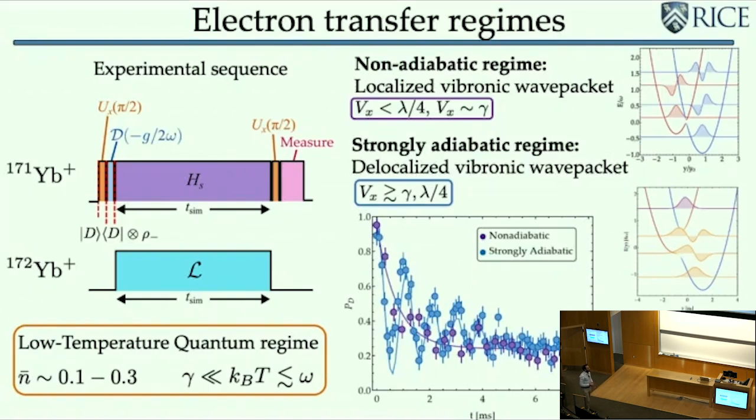And so you can see that in these two regimes, the dynamics is actually quite different. In the non-adiabatic case, there is an exponential leaking of the donor excitation to the acceptor state. And in the strongly adiabatic case, you see oscillations before you actually get to the steady state.